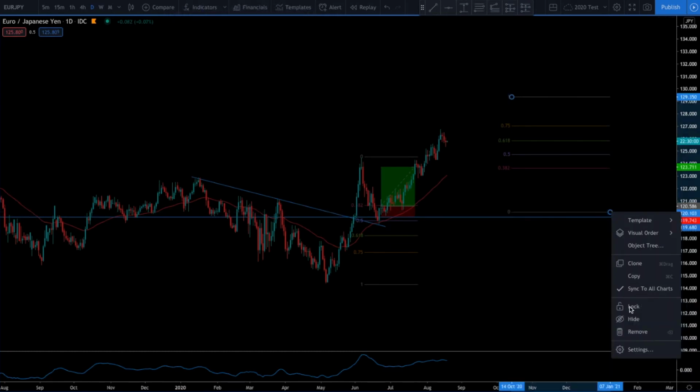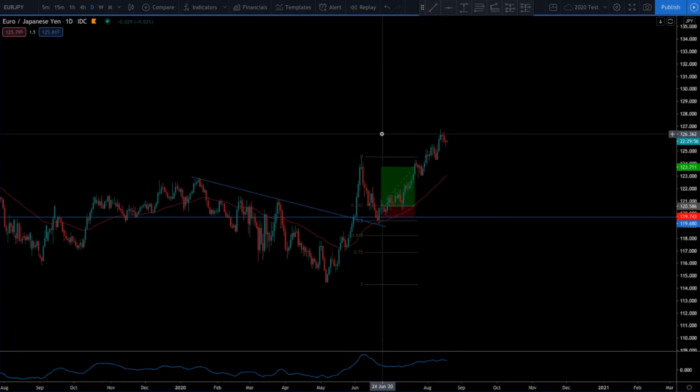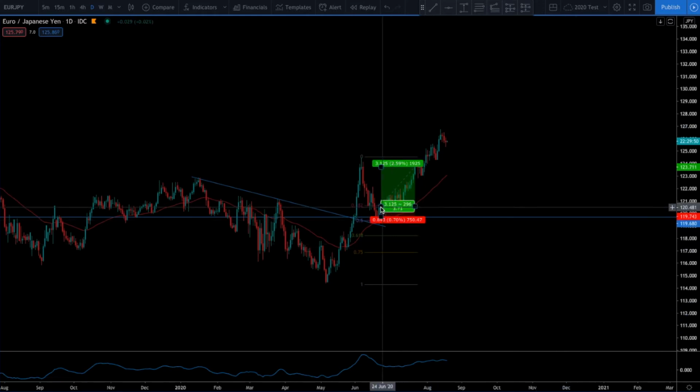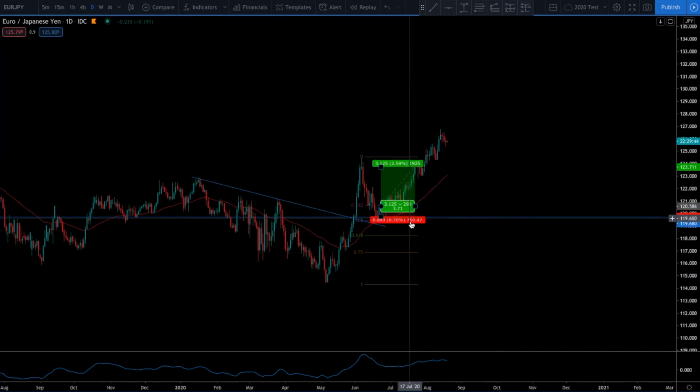As my example here, this is an actual trade I took on June 24th, and this is my entry, this was my target, and then my stop is represented by the red shaded area.